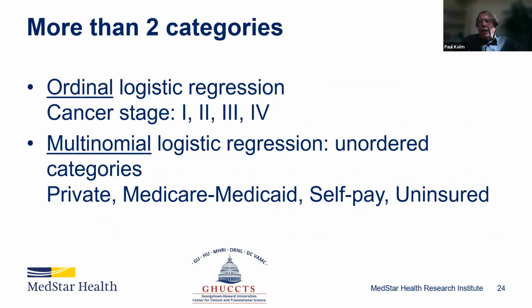Okay, so I want to talk here at the end of the presentation about the situation where we have more than two categories in logistic regression. Binary logistic regression is really pretty straightforward to do and to interpret, but we can also have more than two categories. There are two types here. One we call ordinal logistic regression, and by this, we mean that the categories that we have are ordered in some way.